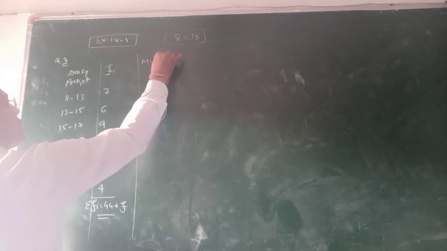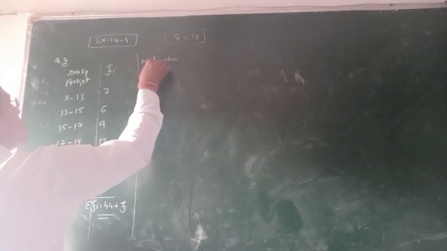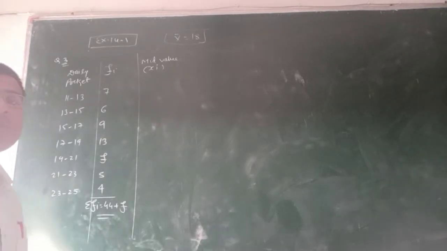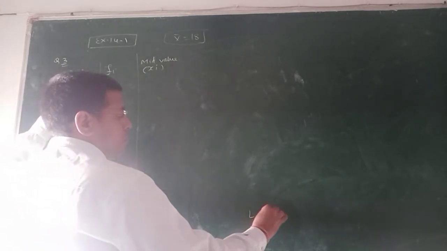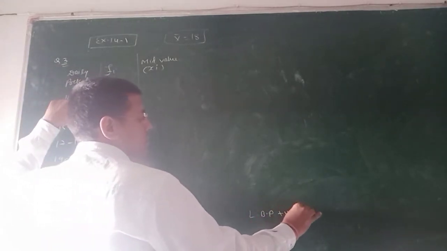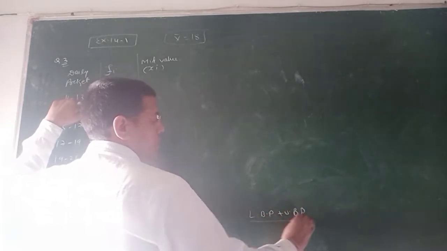मिड वैल्यू को हम इंग्लिश में xi के रूप में सिंबॉलिक वैल्यू में शो ऑफ करते हैं. How to calculate mid value? Mid value is to be calculated by lower boundary points plus upper boundary points divided by 2. What is the formula? Lower boundary points plus upper boundary points divided by 2.